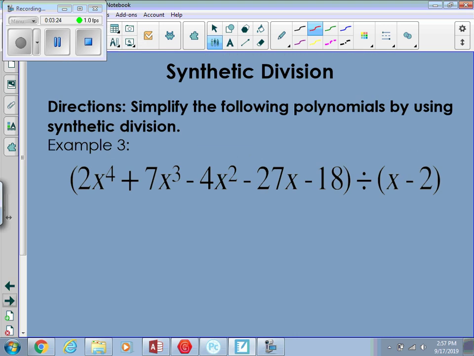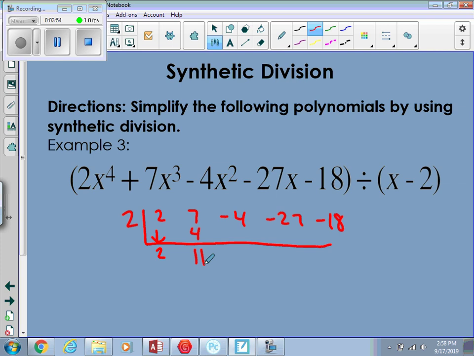Last example is a little bit longer, but again, I first check my powers. They go in descending order, 4, 3, 2, 1, and 18, so I don't have to add a 0 this time. I'm going to put a 2 on the outside. And then I'm going to put my coefficients. So I've got 2, 7, negative 4, negative 27, and negative 18. Drop down the 2. 2 times 2 is 4. 4 plus 7 is 11.